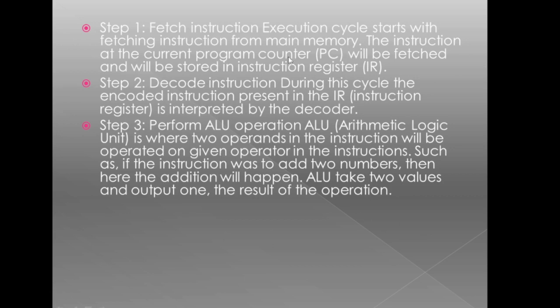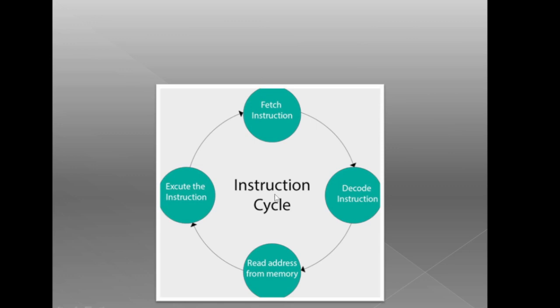So first it will fetch the instruction to the processor. Afterwards, it will decode the instruction, then perform the ALU operation. So this is the instruction cycle, or instruction execution, in the processor. It will be asked in the two mark question in the university exam. Fetch instruction. Afterwards, it will decode. The third is read address from the memory. Afterwards, execute the instruction. Finally, it will send to the user. After this step, it will send to the user.